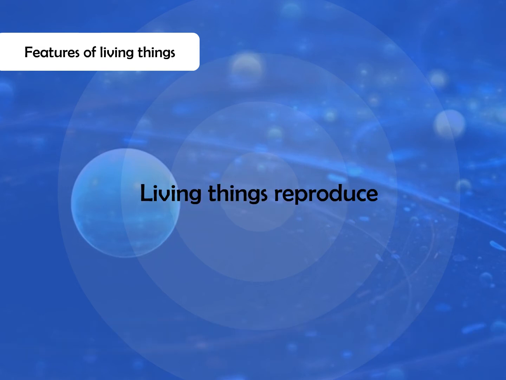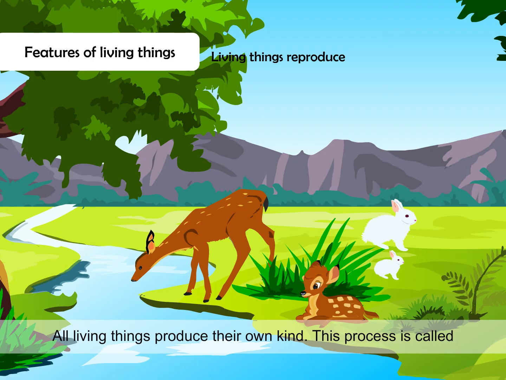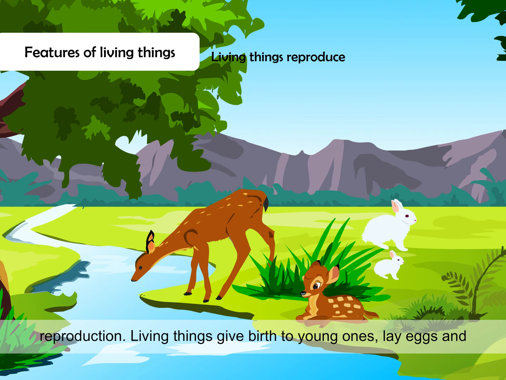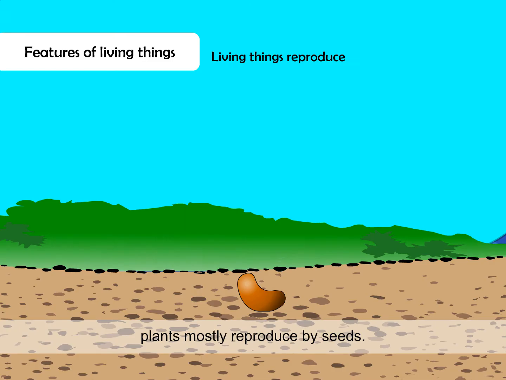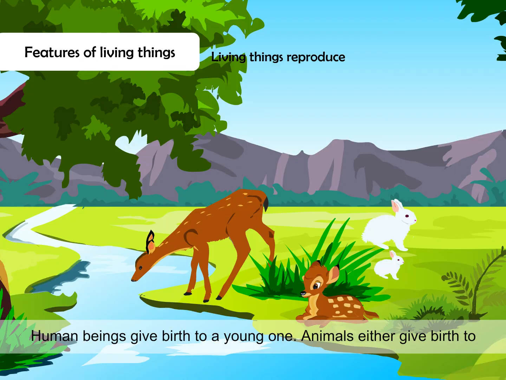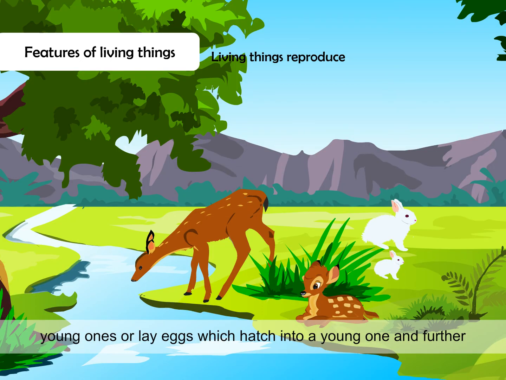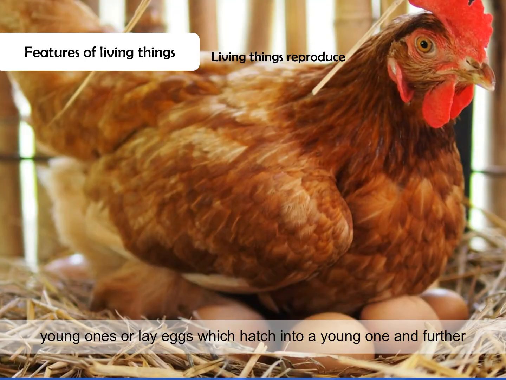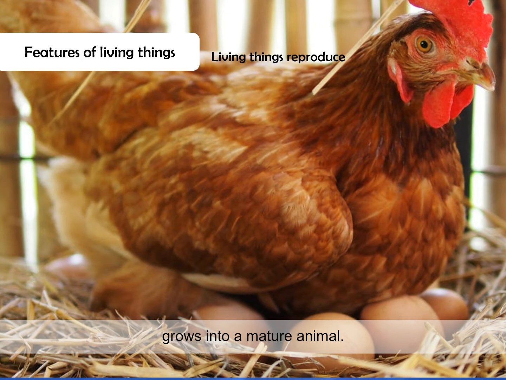Living things reproduce. All living things produce their own kind. This process is called reproduction. Living things give birth to young ones, lay eggs, and plants mostly reproduce by seeds. Human beings give birth to a young one. Animals either give birth to young ones or lay eggs, which hatch into a young one and further grow into a mature animal.